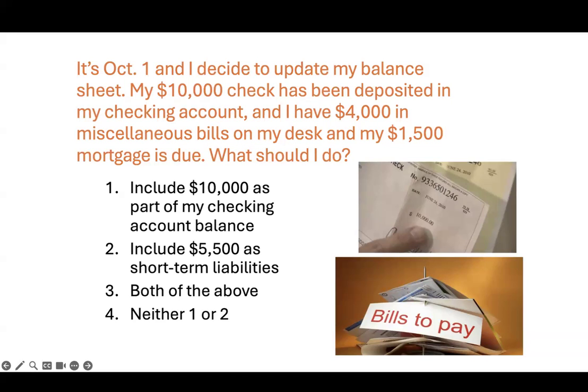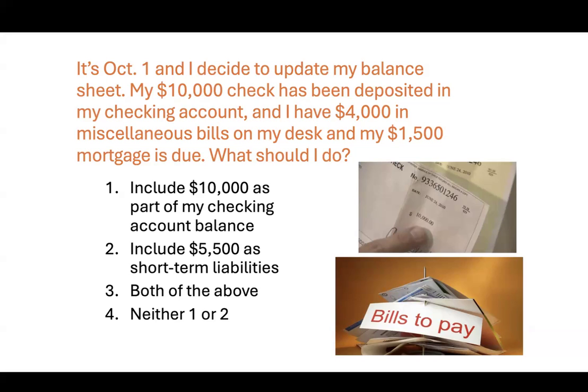Well, one way you could do that is you could say, hey, listen, I'm going to use accrual basis accounting and I'm going to record a $4,000 liability, a debt, right? I owe $4,000 to upcoming bills. Same thing for the mortgage, right? We have a $1,500 mortgage that's due. So I have a liability, upcoming mortgage payment. That's accrual basis accounting, right? That is saying, hey, listen, the expense needs to be recorded when it is due, not when it is paid.